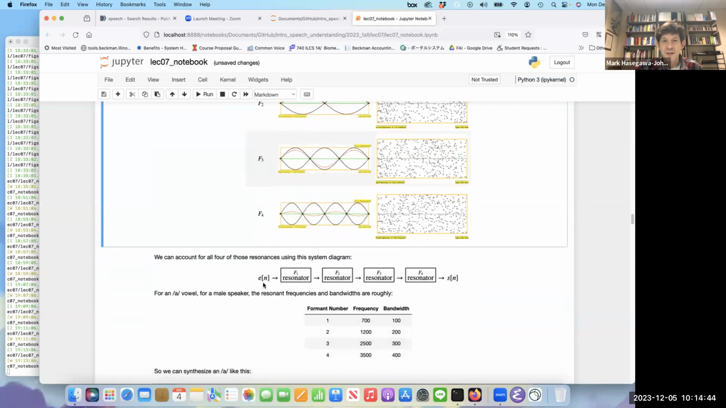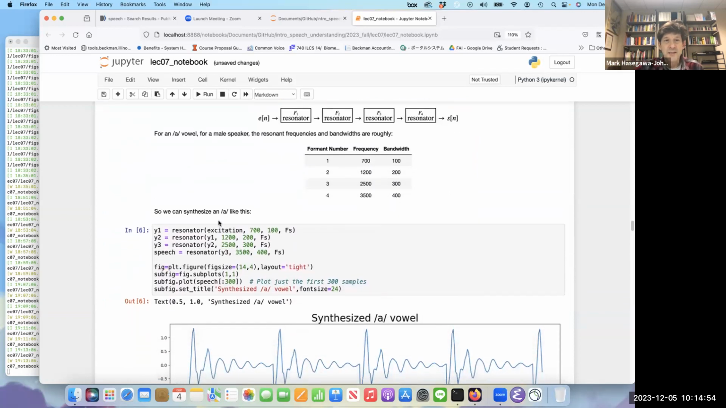And we do that by taking the input signal, the excitation, passing it through an F1, and then an F2, and then an F3 resonator, and then an F4 resonator. We can do that as shown here. We take the excitation as the input and specify the first formant frequency and the first formant bandwidth. Then this output, Y1, is passed in as the excitation for the second resonator. We specify the second frequency and the second bandwidth, and that gives us the output Y2. Y2 then is passed into the third resonator with the resonant frequencies 2500 and bandwidth 300 Hertz. And then the resulting Y3 is passed as input into the fourth resonator in order to produce speech. It has the resonant frequencies 3500 and about 400 Hertz.